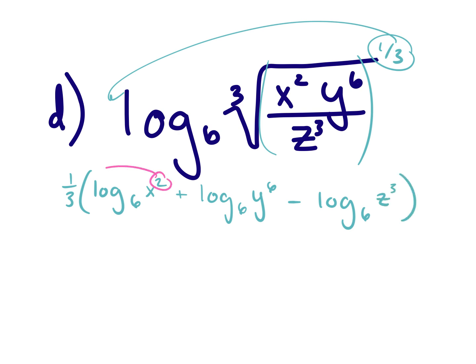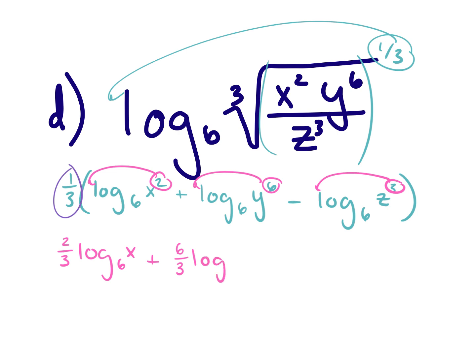So now I can move my exponents in front of the log that they're attached to. I'm also going to distribute this 1/3 to all of my logs. So here I have log base 6 of x times 2/3 plus, this would be 6/3 log base 6 of y minus 3/3 log base 6 of z. So we could simplify a little bit more. 6/3 would turn into 2, and 3/3 would just turn into 1. So this would be our answer.